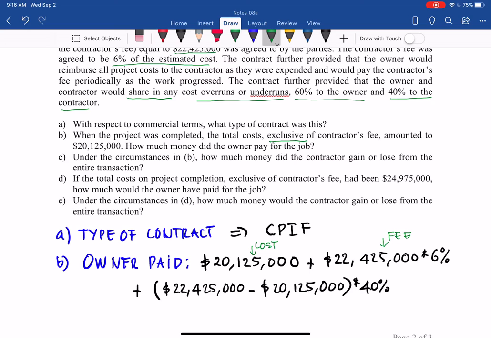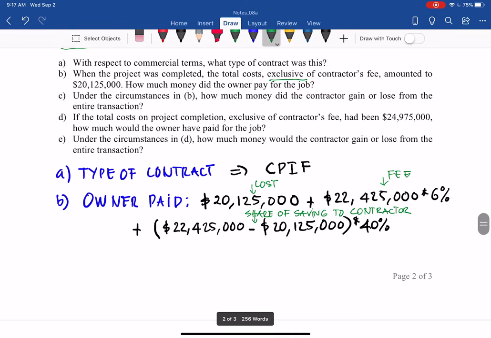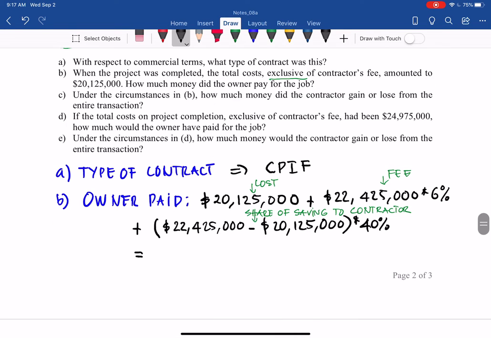So in this case, you can see the share of saving to the contractor, so that he or she has an incentive to save more money. When they save more, you get more share of your saving. So from that, the amount the owner paid in this scenario is 22,390,500 total, and that should be the answer.